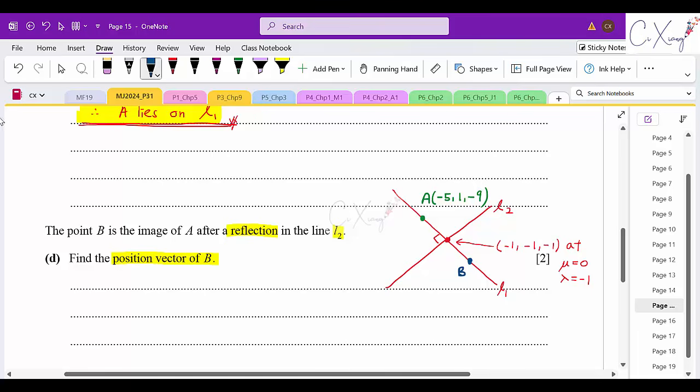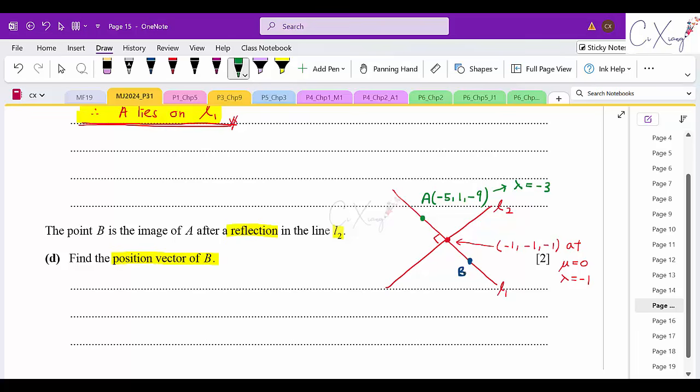Okay, then they want you to find the position vector of B. So how do we find it? There are two techniques that you can use here. The first one is coordinate geometry. Maybe I try to add in more information. When A is at this value, I know that my lambda is equal to negative 3. So now this is the overall picture that we have, and we are looking for the position vector of B.